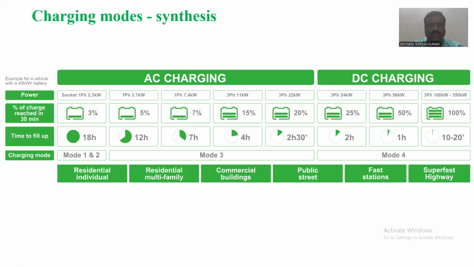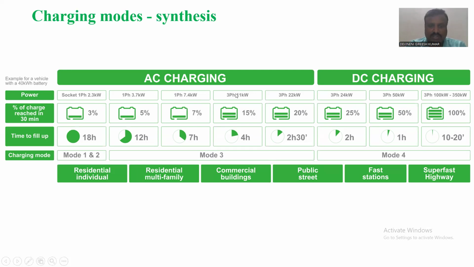And this slide is showing the charging times and hours taken for different types of sockets. Single phase 3.7 kilowatts, single phase 7.4 kilowatt, three phase 11 kilowatt, three phase 22 kilowatt, like the different power ratings have been given, and the percentage of charge reached in 30 minutes. Suppose you are having the same 30 minutes for all these power ratings, for this power rating, it charges only 5%.